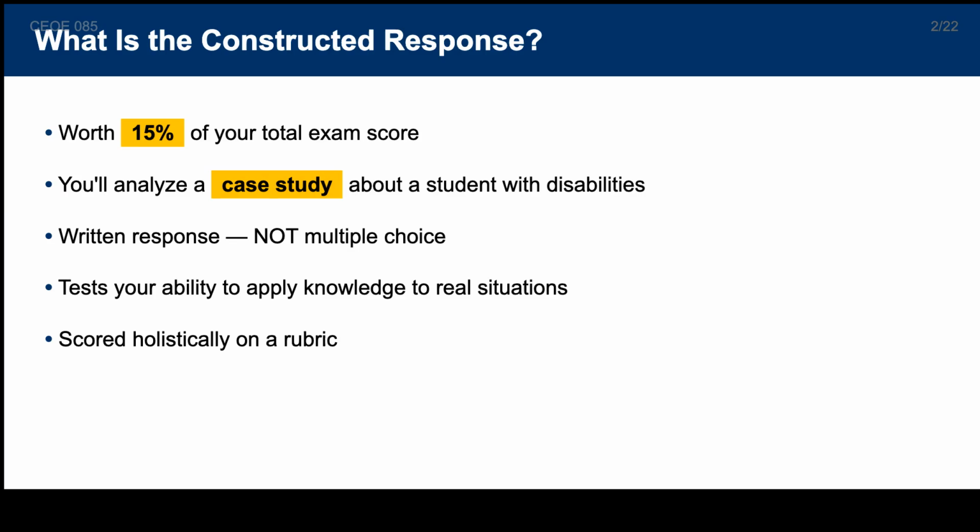Let's get started. The constructed response is worth 15% of your total exam score. Unlike the multiple-choice questions, here you'll read a case study about a student with disabilities and write an extended response. This tests whether you can actually apply your knowledge to real-world situations. Your response will be scored holistically using a rubric, meaning scorers look at the overall quality, not just individual parts.